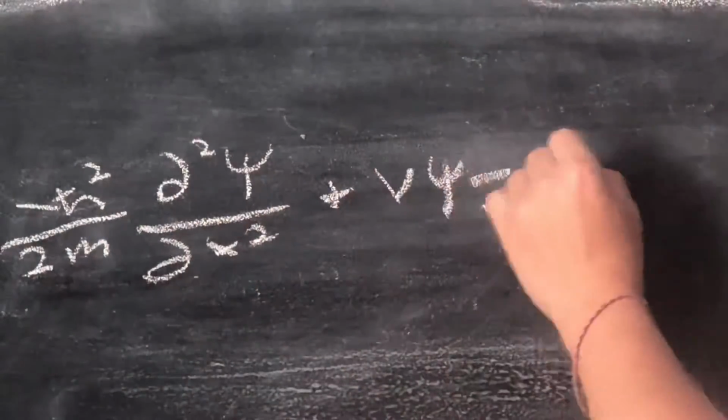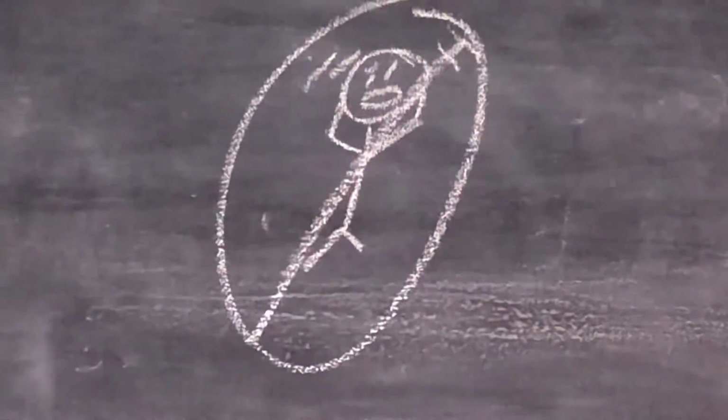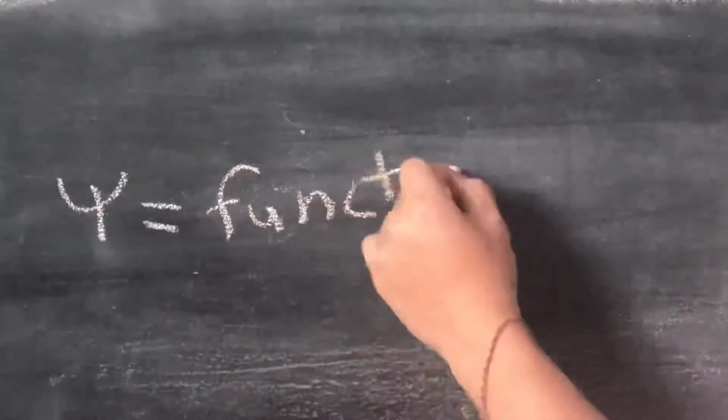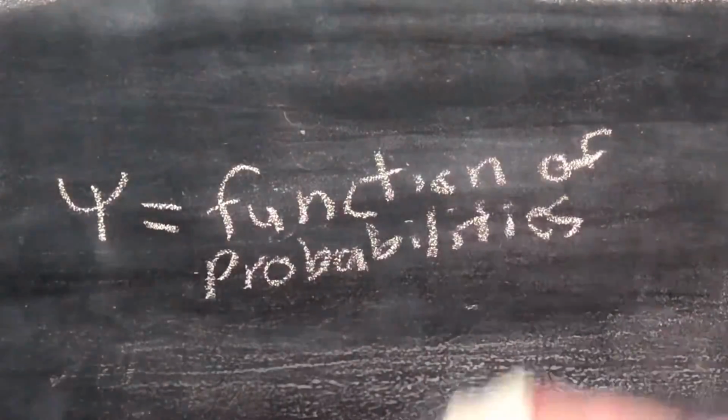Alright, so here we have the Schrodinger equation. Now, don't panic, I know it looks crazy, but we're going to get through this. So first, we need to define a couple things. The first is the wave function. The wave function is just an equation that gives us the probability that a certain particle will be at a certain place at a certain time.